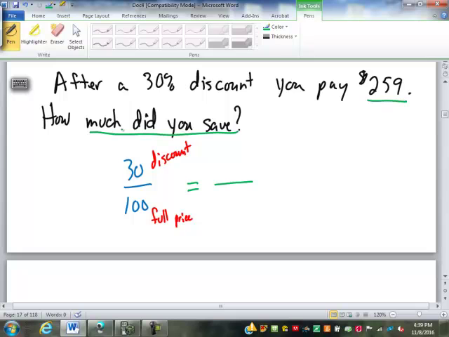Well, what are we looking for? How much did you save? That represents the amount of the discount. That represents this number right here. So that must mean we put the $259 down here, right? Say no. No. Because the $259 represents the amount paid after the discount.